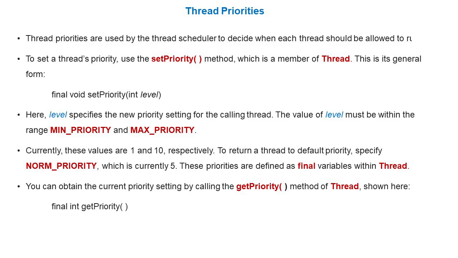To return a thread to default priority, specify NORM_PRIORITY, which is currently 5. These priorities are defined as final variables within Thread. You can obtain the priority setting by calling the getPriority method of Thread, where the syntax has been given.